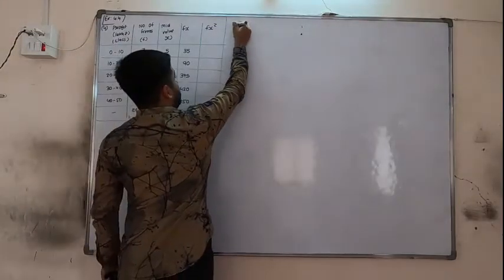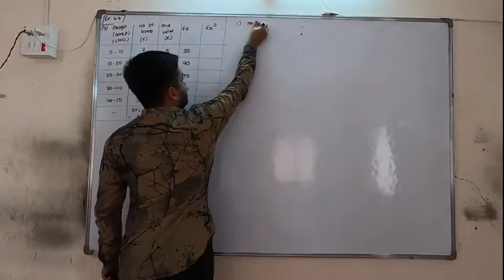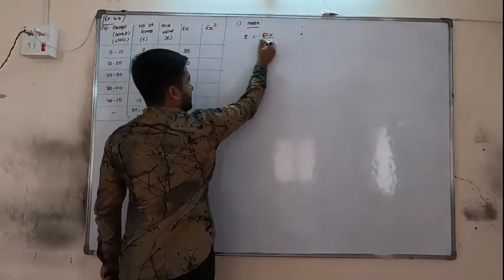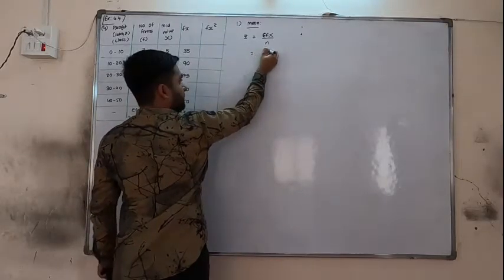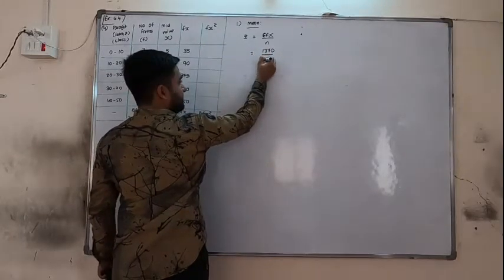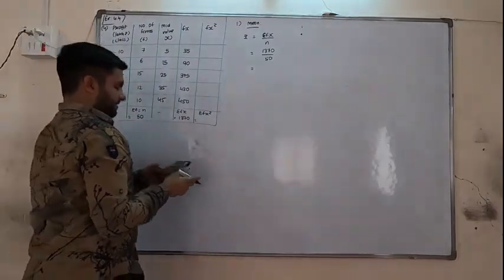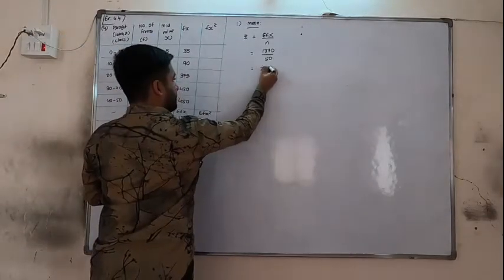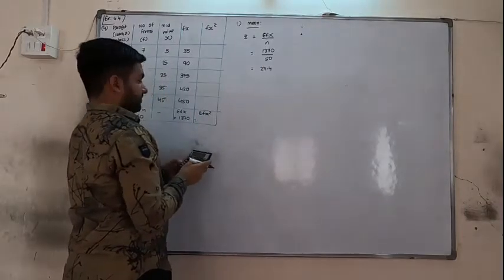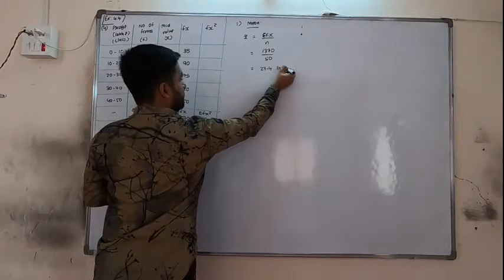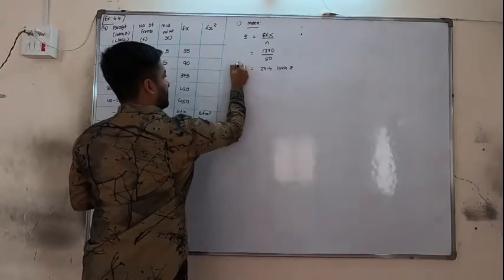Okay. First is mean. X bar is sigma fx upon n. 1370 upon n, n is 50. 1370 upon 50. It's 27.4. 27.4 lakh rupees. X bar.